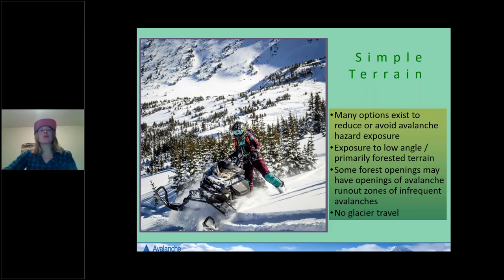And I just want to go through some of the avalanche terrain exposure scale here. So starting off with simple terrain, this is where many options exist to reduce or avoid your avalanche hazard exposure. There's mostly low angle, forested terrain. Some forest openings might exist, right? There might be exposure to runout zones. But there's no glacier travel. It's pretty straightforward, that sort of thing.